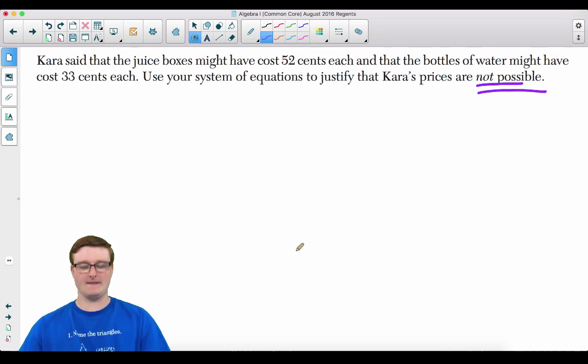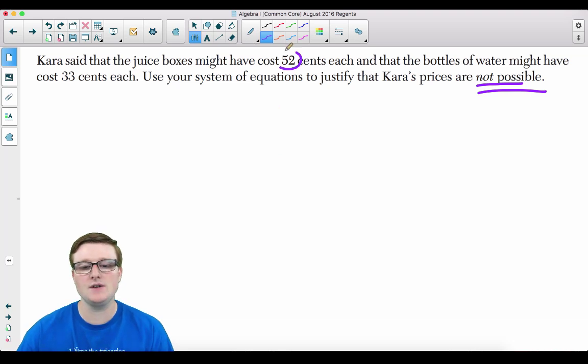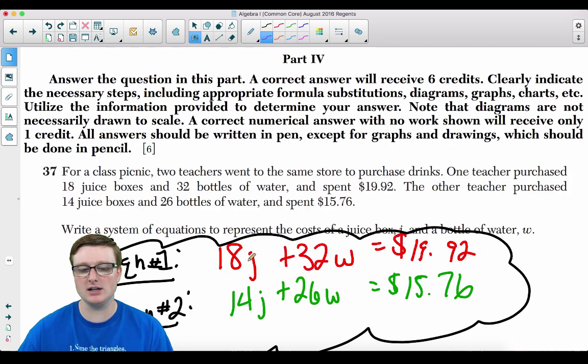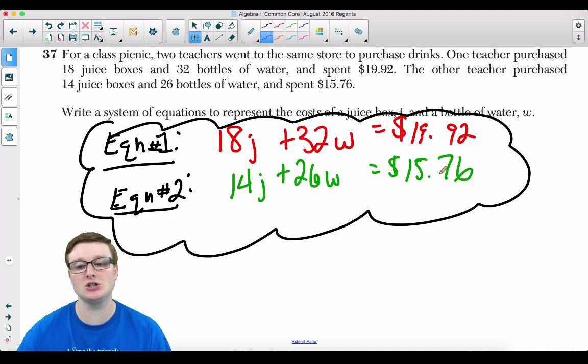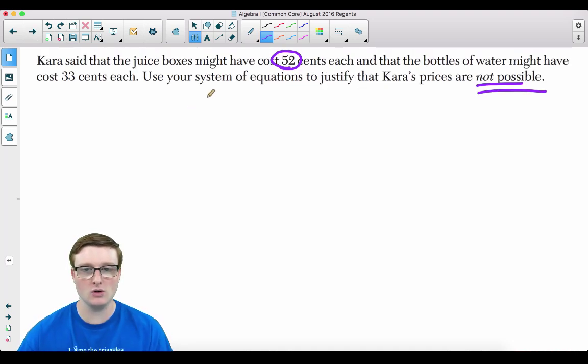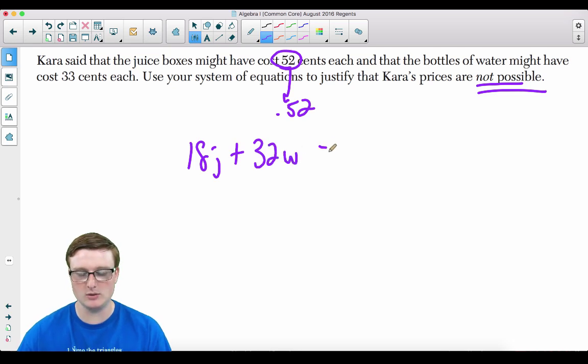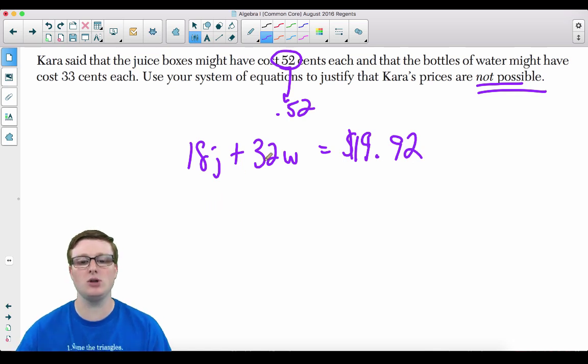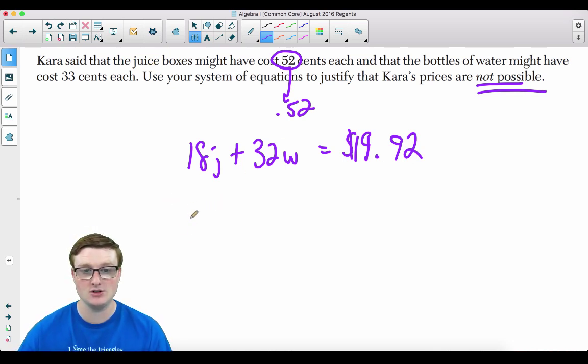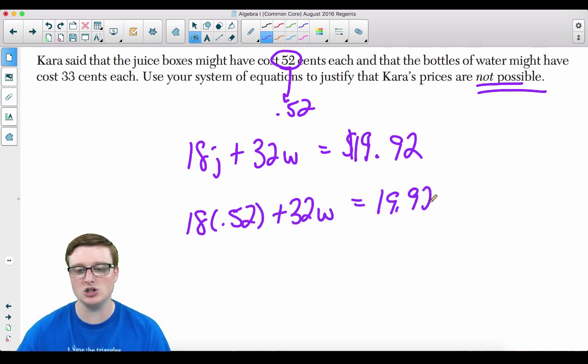So, here we go. We're going to take 52 cents and plug it into the first equation here. 18J plus 32W equals 1992. So 52 cents is the same thing as saying 0.52. Just be careful. So I'm going to take 18J plus 32W equals $19.92. So I'm going to plug in 52 cents for J. So we get 18 times 0.52 plus 32W is equal to 1992.